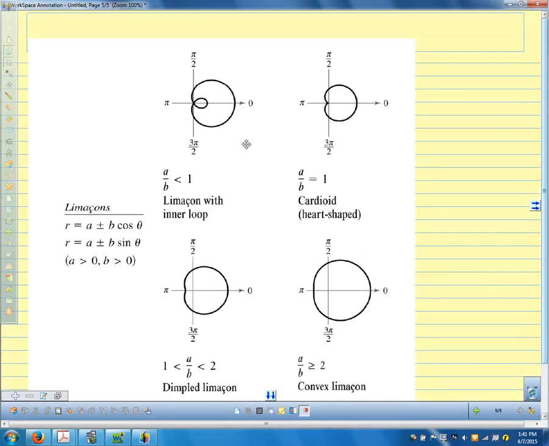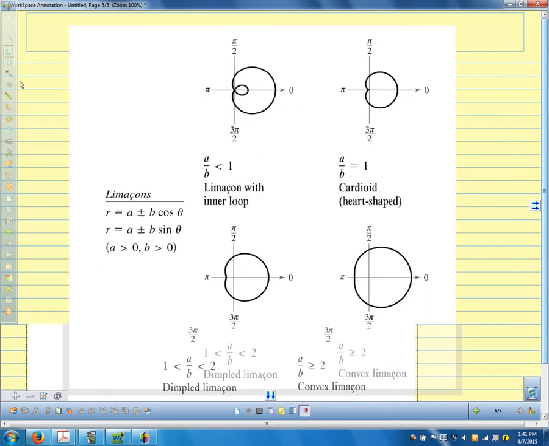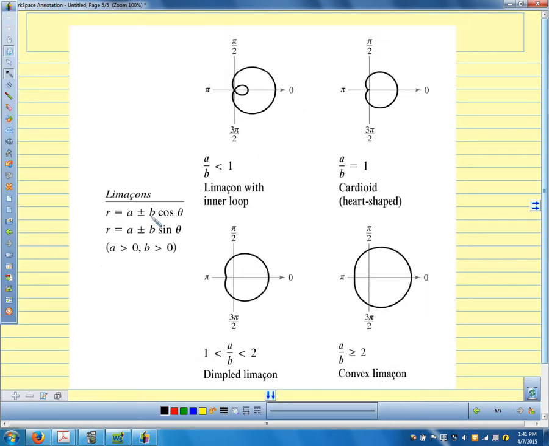So our limaçons always look like r equals a plus or minus b cosine theta, or r equals a plus or minus b sine theta. And depending on the relationship between a and b, you can get a loop, you can get a dimple, that's what we call the cardioid. You can get a smaller dimple or just a flat shape. I wouldn't expect you to know this relationship between a and b, but when you have an equation that looks like this, it's going to be a limaçon.